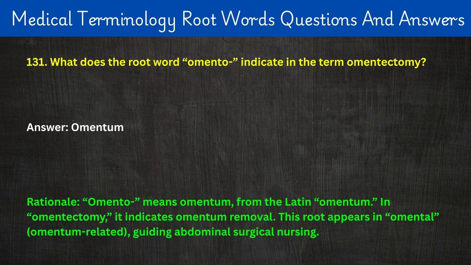131. What does the root word omento- indicate in the term omentectomy? Answer: omentum. Rationale: Omento- means omentum, from the Latin omentum. In omentectomy, it indicates omentum removal. This root appears in omental, omentum-related, guiding abdominal surgical nursing.